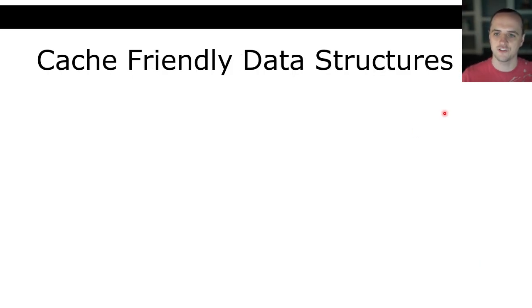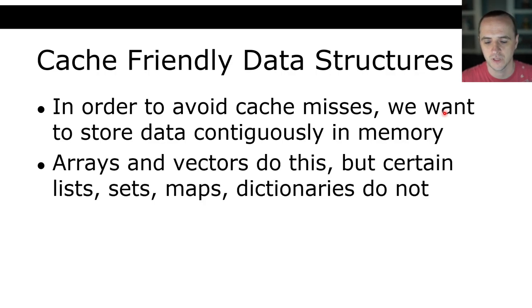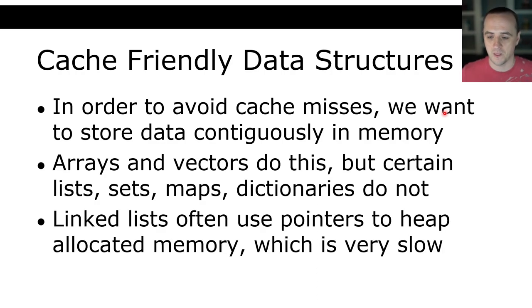So, cache-friendly data structures. In order to avoid cache misses, you want to store data contiguously in memory. Arrays and vectors store data contiguously in memory, but certain other data structures do not. For example, some lists, sets, maps, and dictionaries do not store data contiguously in memory. And one of the worst offenders of all of this are linked lists.